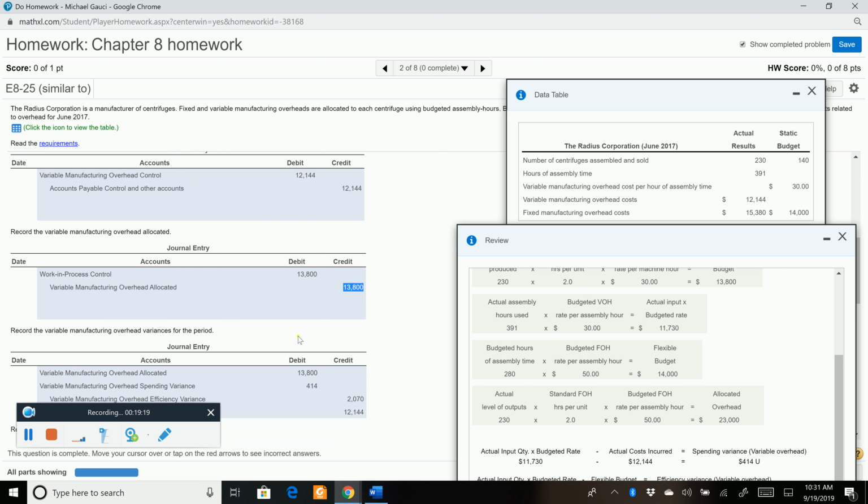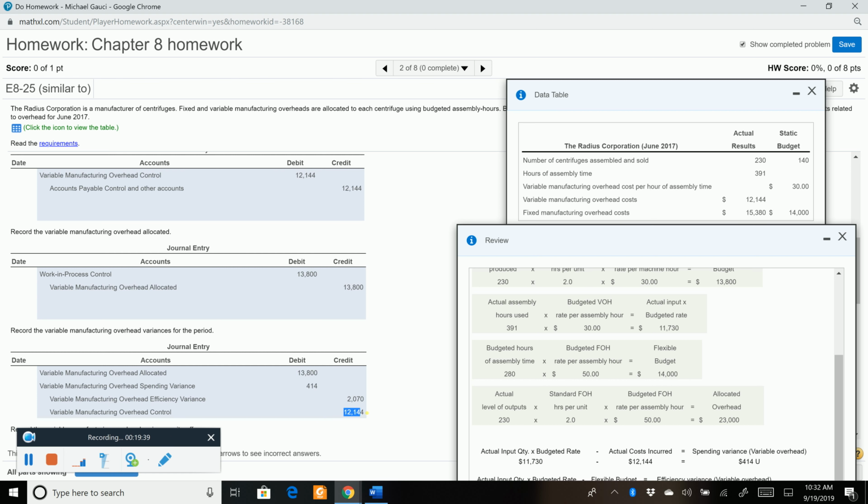And last but not least, we have a journal entry where we're going to close out our overhead accounts, and we will establish our variance accounts. So the variable overhead control had a debit balance of $12,144. Well, I will get rid of that in this journal entry down here with a credit. The variable overhead allocated had a credit balance of $13,800. So I will get rid of that with a debit, $13,800. And the difference between the two, once again, is the flex budget variance broken down into the two pieces.